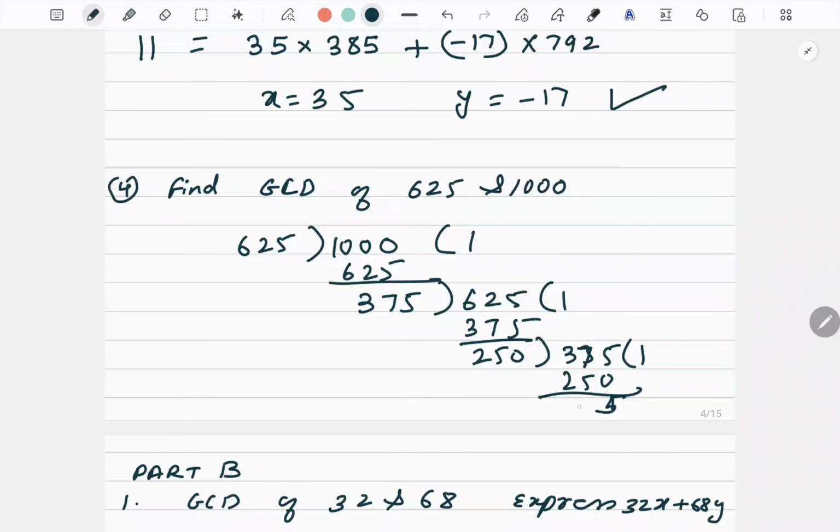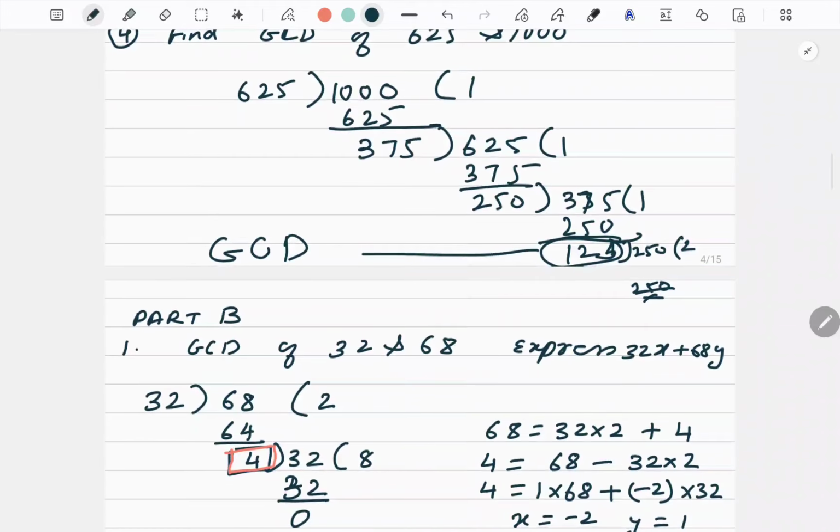5 and 2 is 125. And if I put 250 here, 125 twos are 250. So that becomes 0. So my GCD is 125. So this becomes GCD. The questions are very simple when it comes to only GCD. Now regarding this topic in part B, you have a few questions.